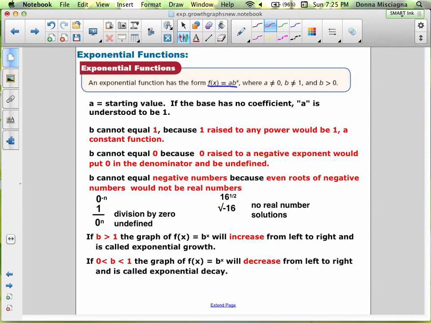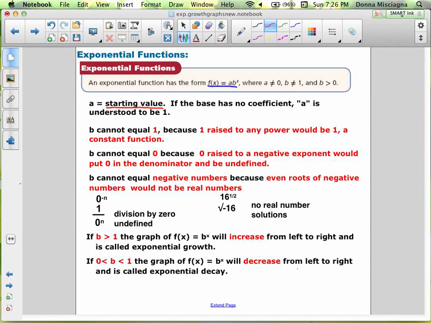If there is nothing written in front of the number that's raised to a power, then it's understood to be 1. So if the base has no coefficient, a is understood to be 1. You have to start with something. b cannot equal 1 because 1 raised to any power would be 1, which is a constant function. b cannot equal 0. 0 raised to a negative exponent would put 0 in the denominator and be undefined.